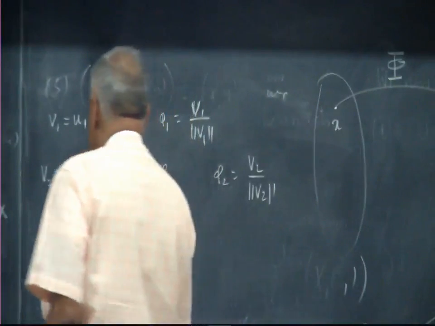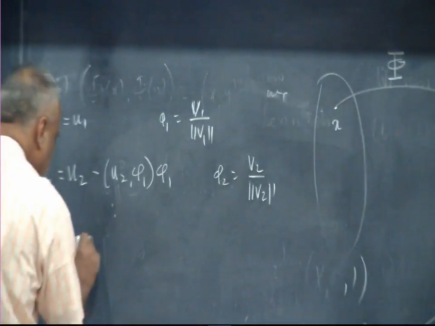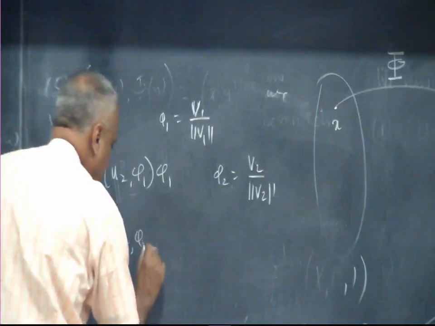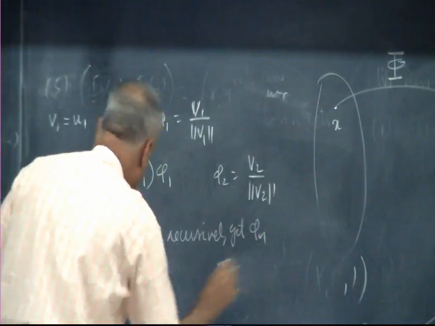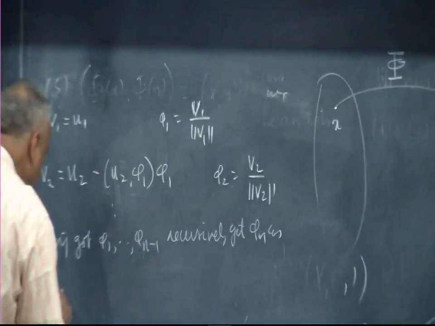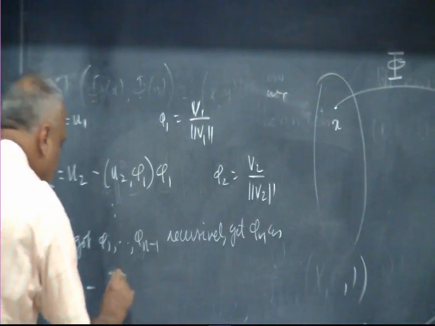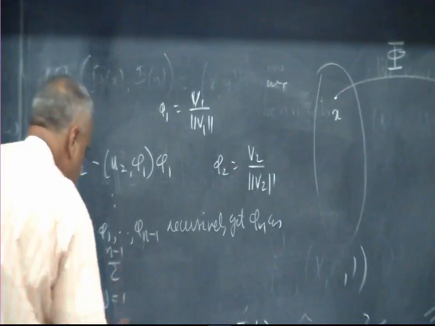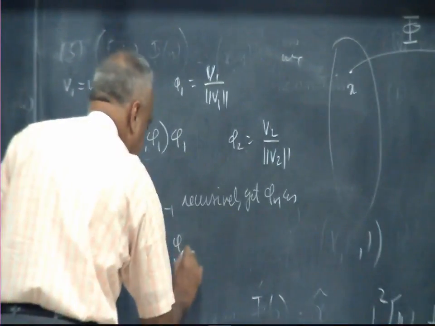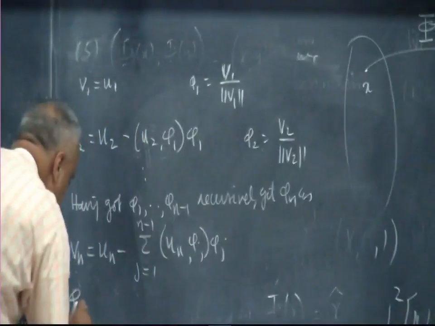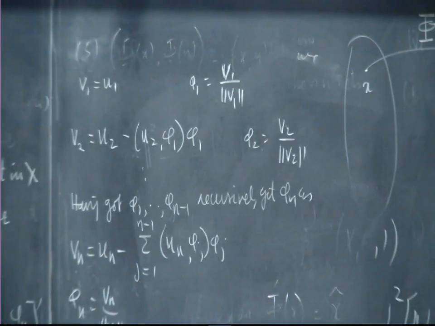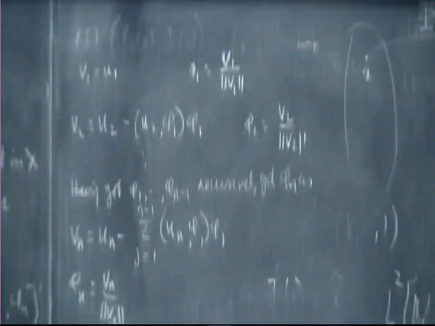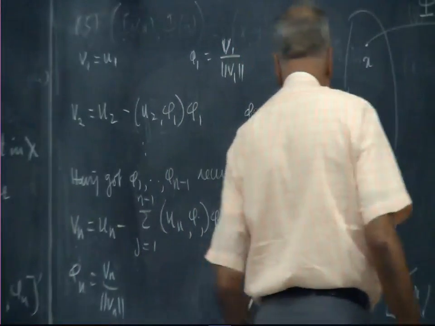So, proceeding thus, having got phi 1, phi 2, ..., phi n minus 1, recursively get phi n as follows. First you get vn, which is from un, you subtract all previous information, the sum over j equal to 1 to n minus 1 of the inner product of un with phi j, times phi j, and then define phi n to be vn by norm vn. So, if you get 1, you get the second. If you get the first and the second, you get the third. If you get first, second, third, you get the fourth. So, now by induction, you get all of them. This is called the Gram-Schmidt process.